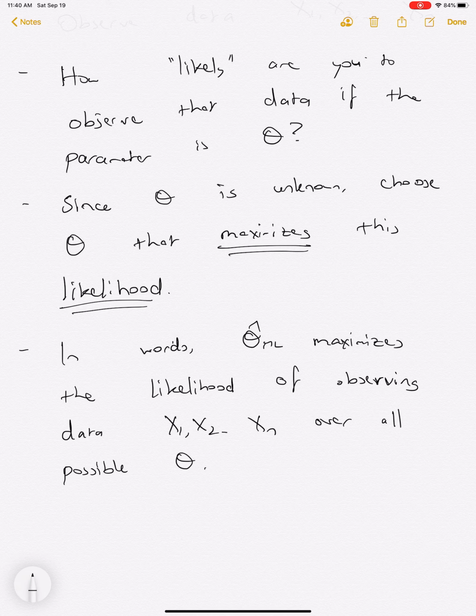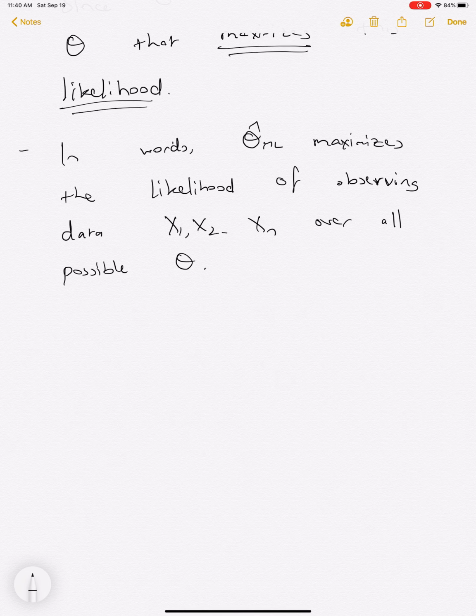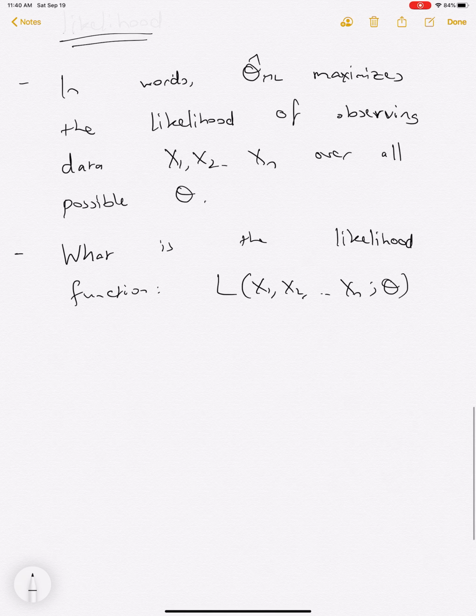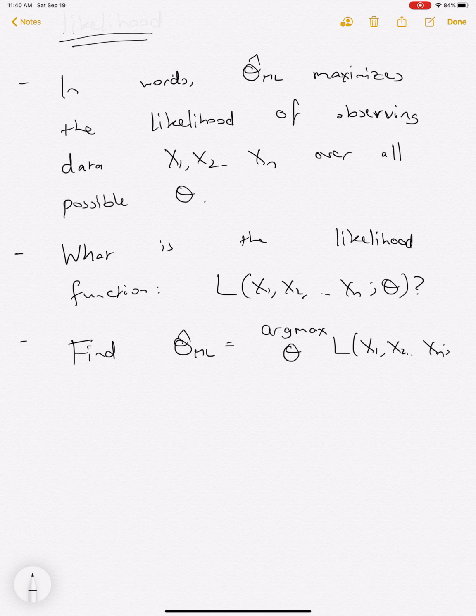So the key thing is, what is the likelihood function? It's going to be a function of your data, and a function of your parameter. And we want to find theta hat ML. It's the theta. Argmax is the notation I'm using here. It's the theta that maximizes this. The data is fixed, the theta is an unknown, and we want to maximize this. So find theta hat ML.